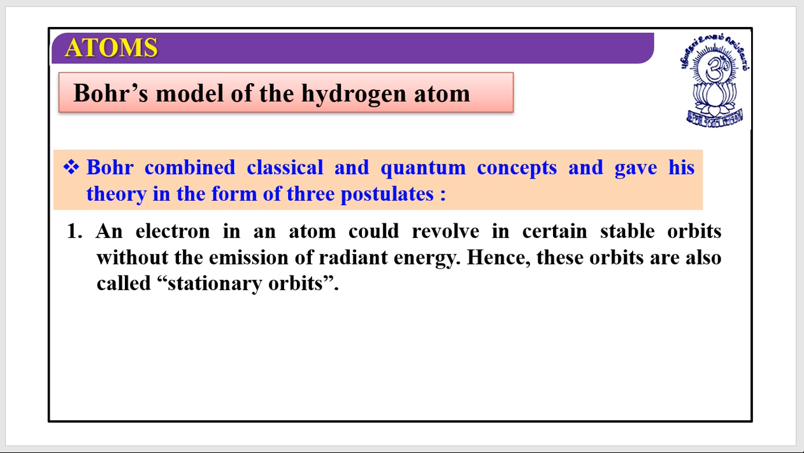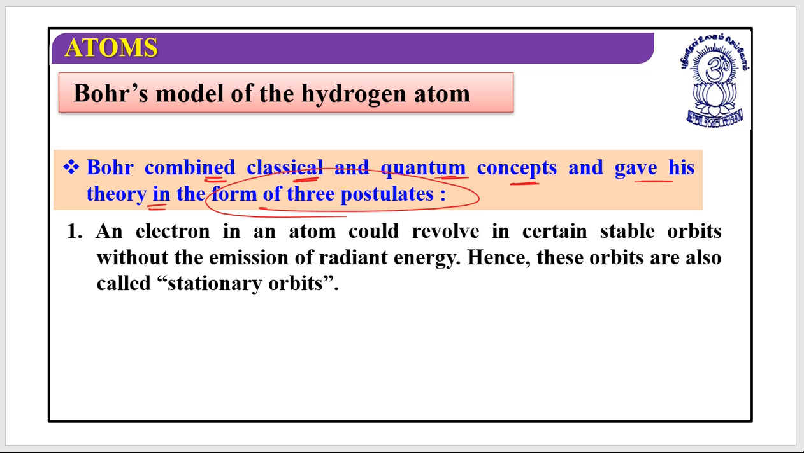To understand the model, first he gave certain postulates. So let's see. Bohr, combining classical and quantum concepts, gave his theory in the form of three postulates. Now, first thing, what do you understand by postulates? When I say it's a postulate, that means we are going to accept it, and we can investigate by considering that this assumption is correct.